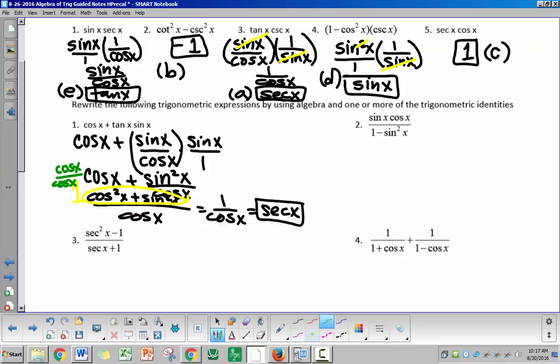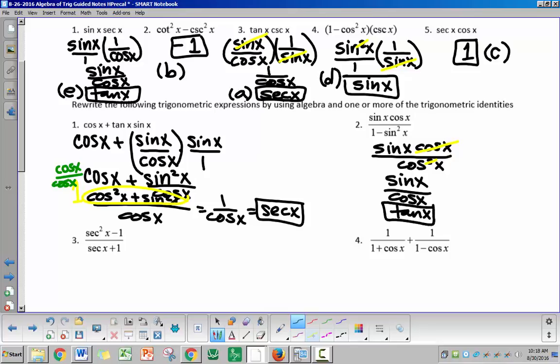All right. Number 2, I think, is easier. What do you think about number 2? What can we change? This is going to be sine x times cosine x over cosine squared x. And now what can we do? Cancel, 1 in the numerator and 1 in the denominator. So this is sine x over cosine x, which is tan x.